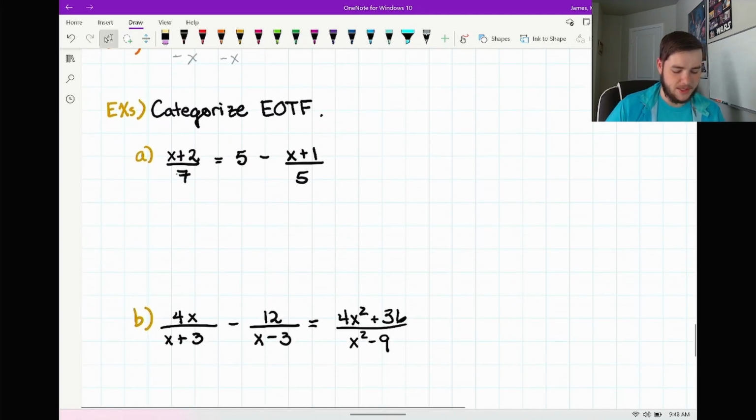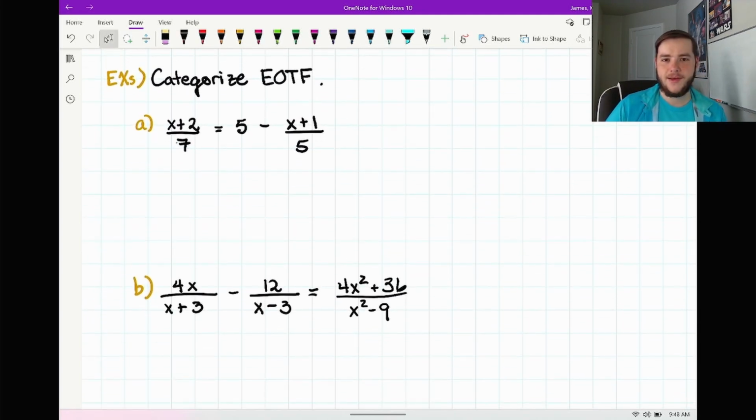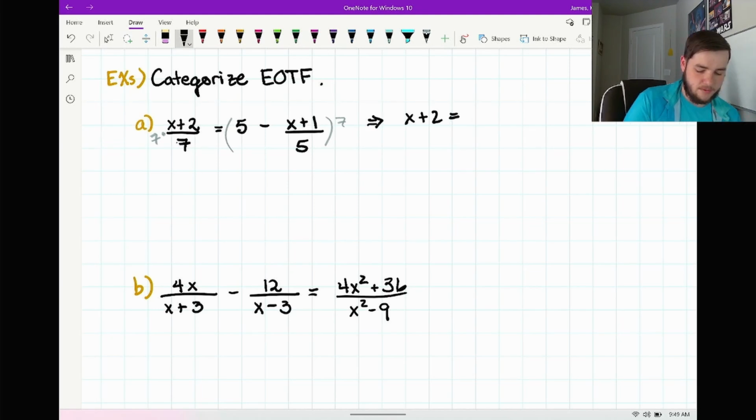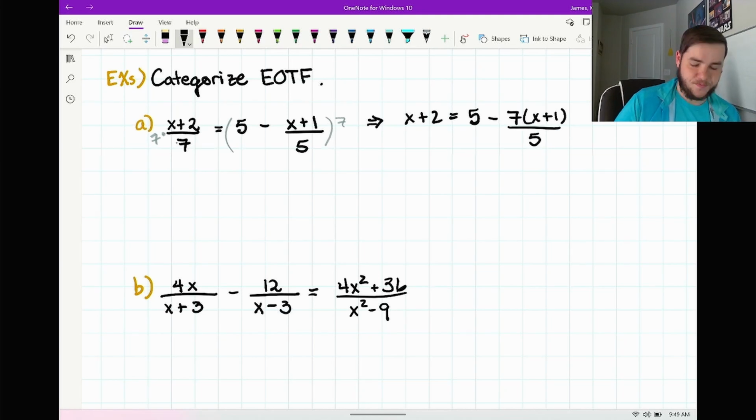To get practice with these, I would like you to categorize each of the following, and we're going to do the first one all together. So this is a linear equation with some fractions in there. The first thing I want to do is clear those fractions. So I'm going to multiply both sides by 7 to clear the left-hand denominator. And I will get x plus 2 is equal to 5 minus 7 times x plus 1, all over 5. I've still got a 5 to clear though, so I'm going to do that next.